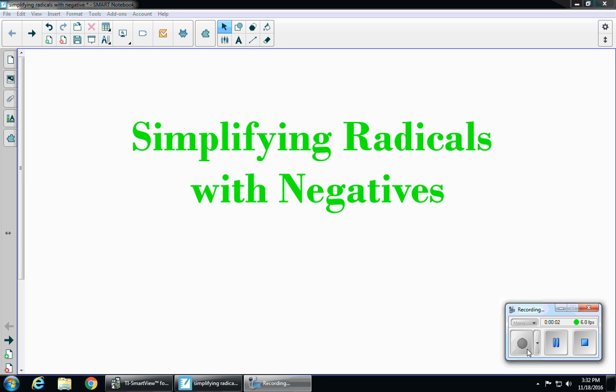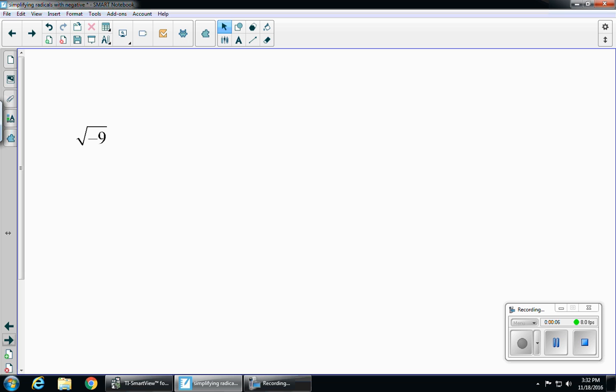This video is on simplifying radicals with negatives. So for example, the square root of -9. But before we simplify radicals with negatives, let's take a look at a radical that has no negatives.